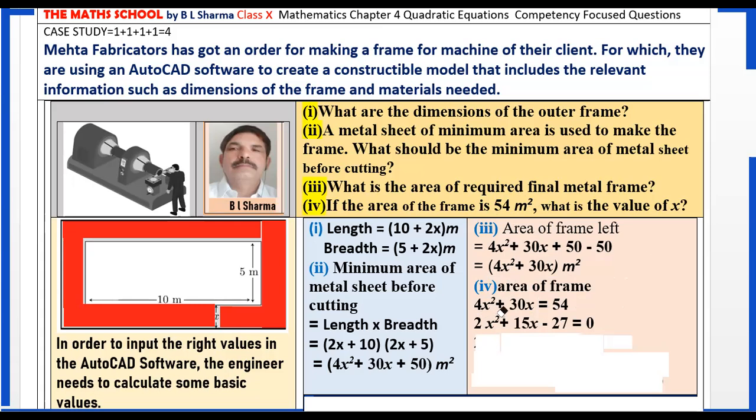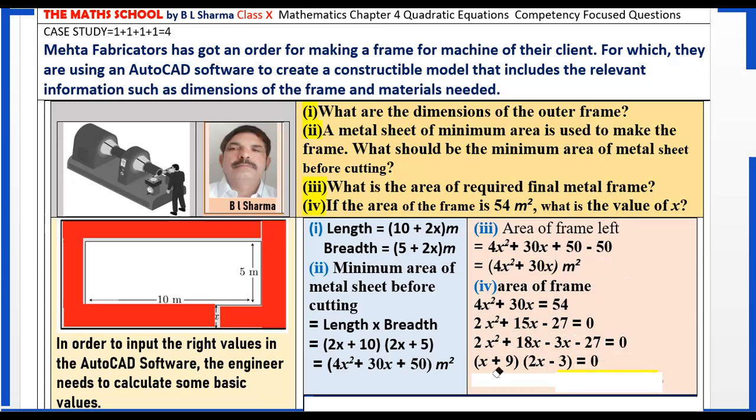Divide both sides by 2. That is 2x square plus 15x minus 27 is equal to 0. Now, since this is a quadratic equation, so to find the value of x, we have two ways. One is by using quadratic formula, and other by the factorization. And this is a quadratic equation, so we can factorize it by splitting middle term. So this is 2x square plus 18x minus 3x minus 27 is equal to 0. Take common, and these are two factors, x plus 9 and 2x minus 3 equal to 0.